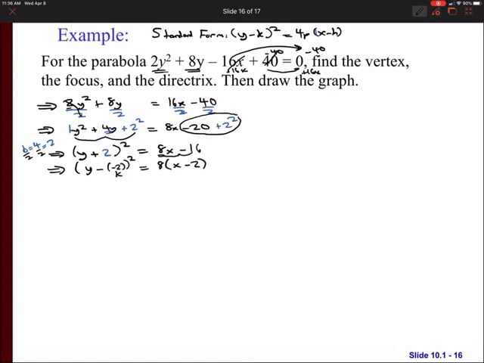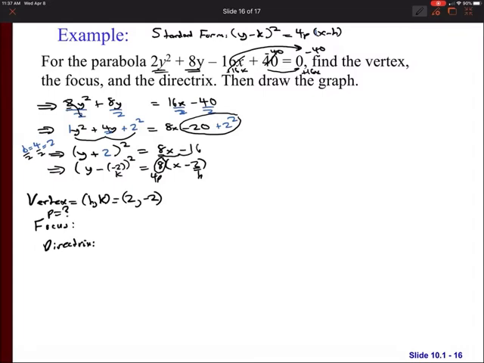But now I've got exactly what I want. There's the value of 4p, and there's the value of h. So as we're talking about our graph, we know our vertex would be, again, the ordered pair h, k. Well, h is 2, and k is negative 2. So 2, negative 2. And now to get our focus and our directrix, we're going to need the value of p. So what does p equal?